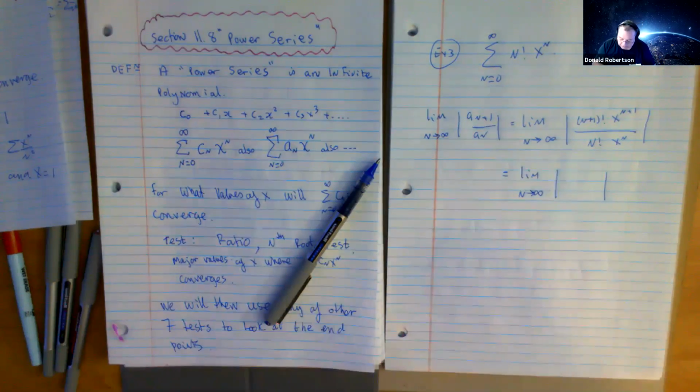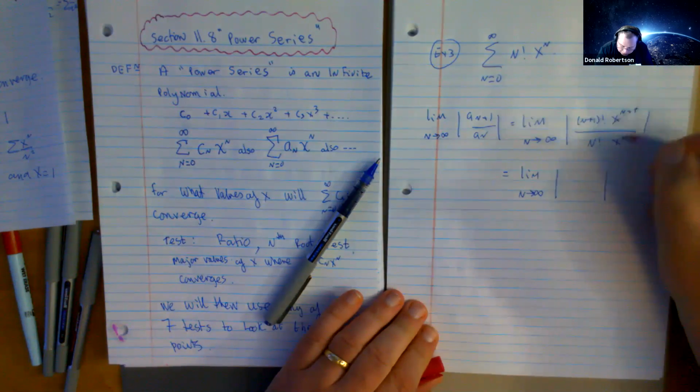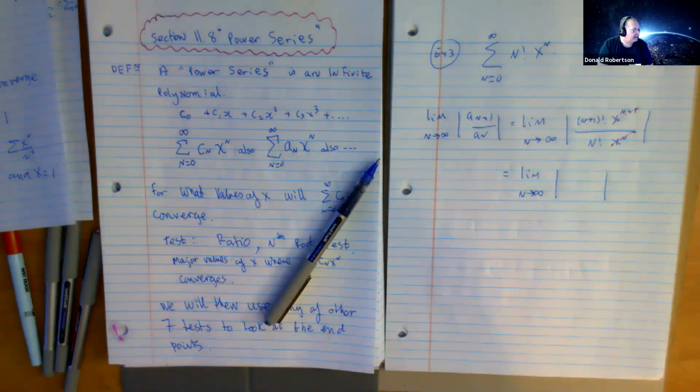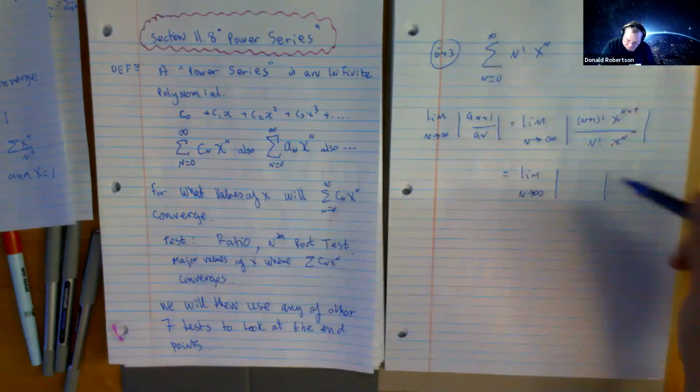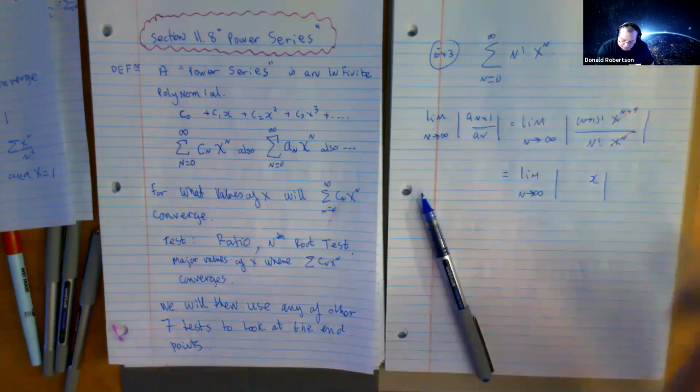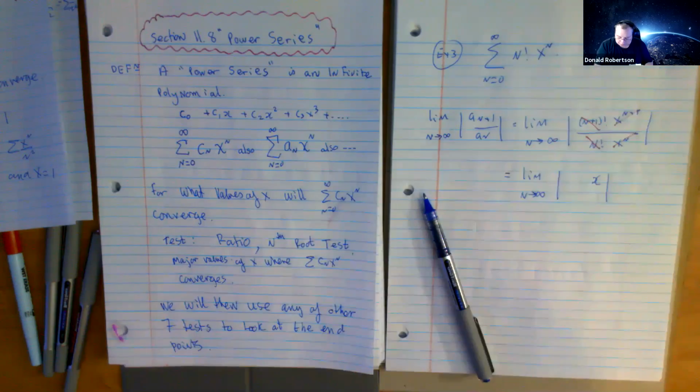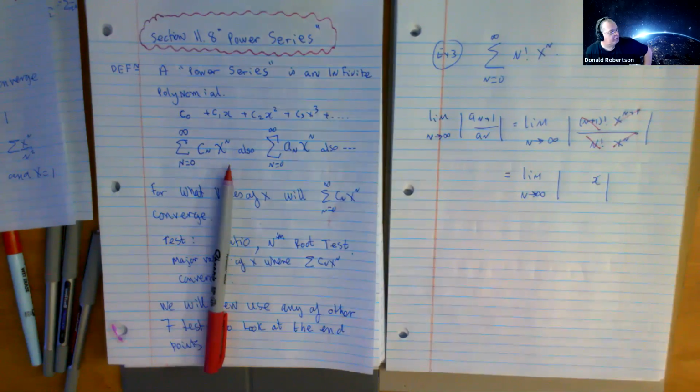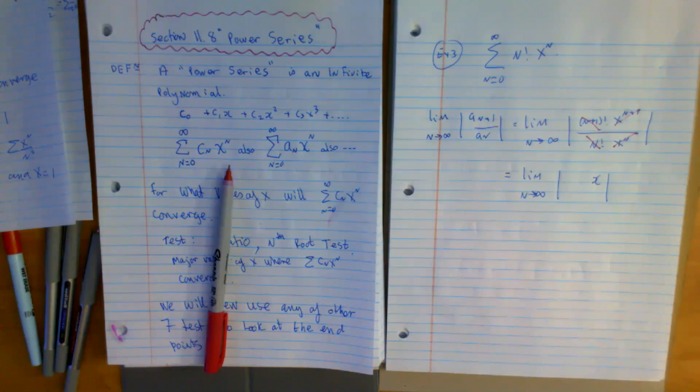Time to start cancelling. That guy cancels with that, leaves me with an x on the top. I hope you can do this one without too much work. What would n plus 1 factorial on the top cancelled with an n factorial on the bottom leave you? N plus 1 on the top. Right.